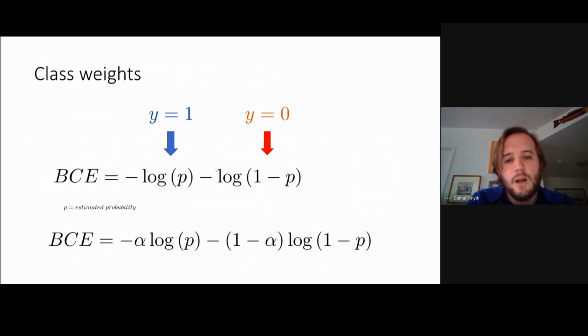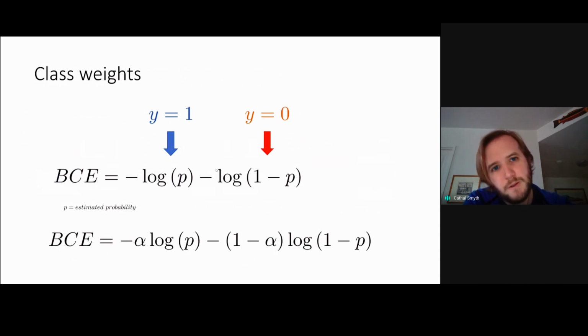Alpha here could be related to the imbalance of the data. So in our case, we have a ratio of malicious to benign of 0.2. So we could set alpha to be 0.8. Okay. And then we would set 1 minus alpha to be 0.2. So this means that you're going to have the loss coming from the malicious data be 4 times larger than the loss coming from the benign data, okay? And this can really, really help improve your model.